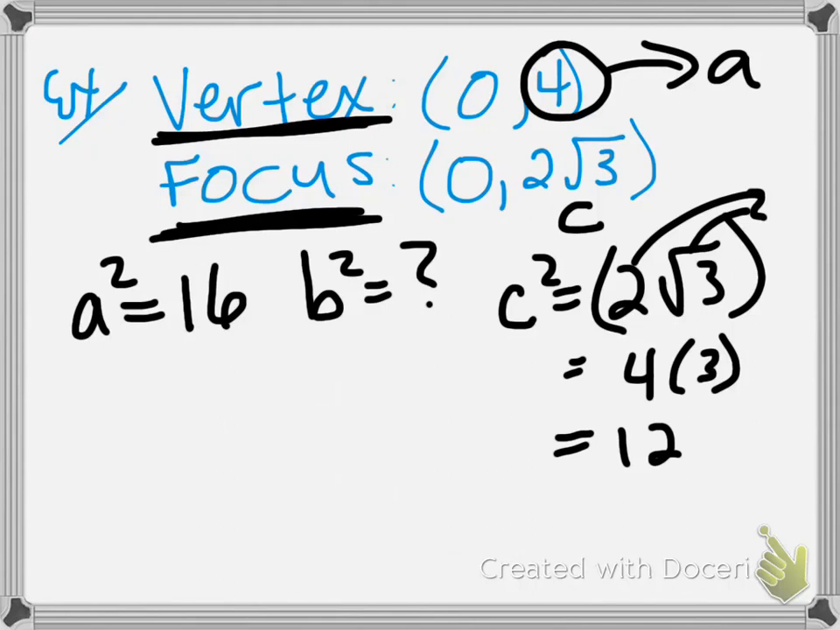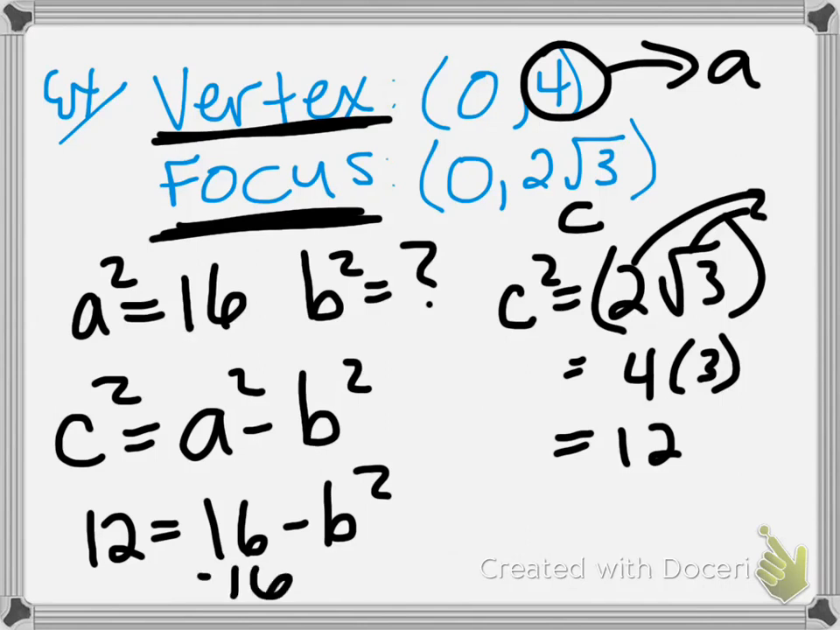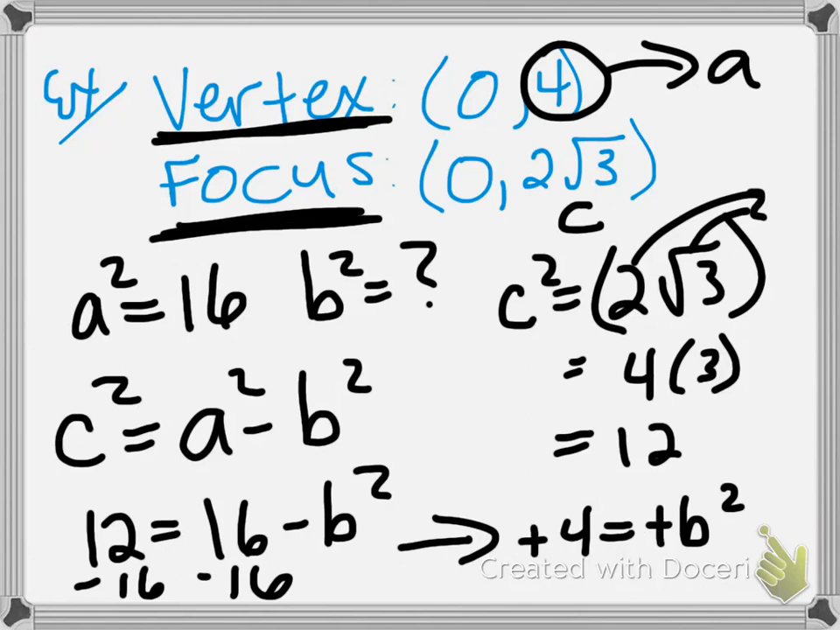Now, since we know that C squared is going to be A squared minus B squared, C squared is 12, A squared is 16, we don't know B squared. Subtract 16 from both sides, which is going to give me negative 4 equals negative B squared. So if I divide both sides by negative 1, they both become positive. And if B squared is 4, then B is 2.